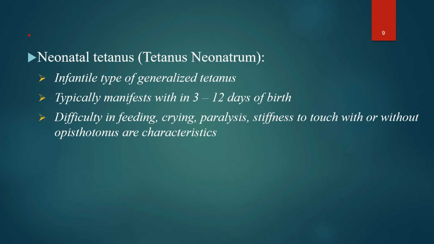The other is neonatal tetanus. Neonatal tetanus is the infantile type of generalized tetanus, and it typically manifests within 3 to 12 days of birth. Difficulty in feeding, crying, paralysis, and stiffness to touch, with or without opisthotonus, are characteristic.